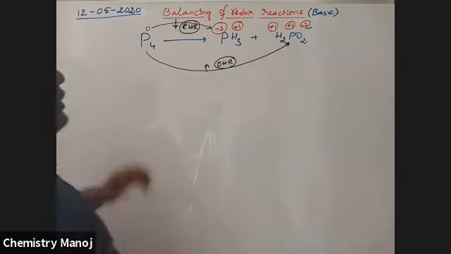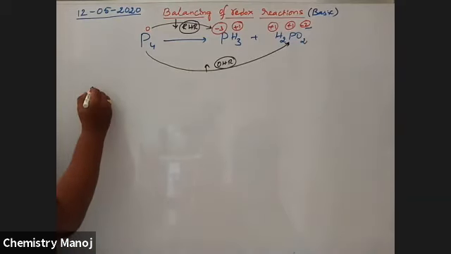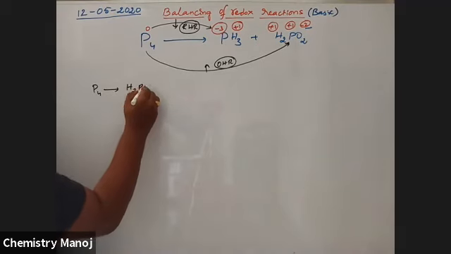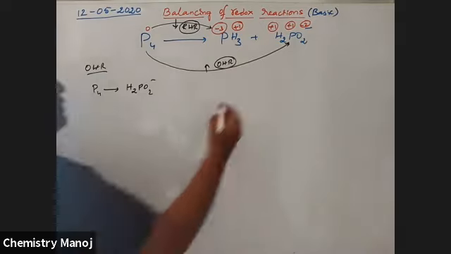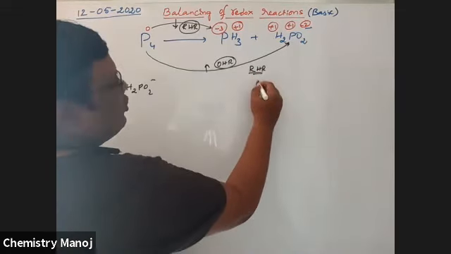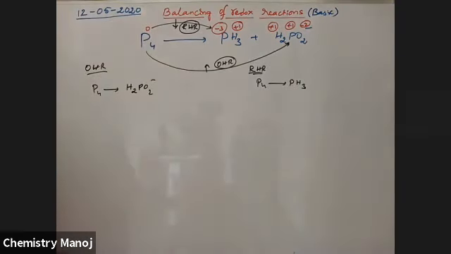So now split this equation into two halves. That is, P4 gives H2PO2 minus, which is the oxidation half reaction. Next, the reduction half reaction, that is P4 gives PH3.